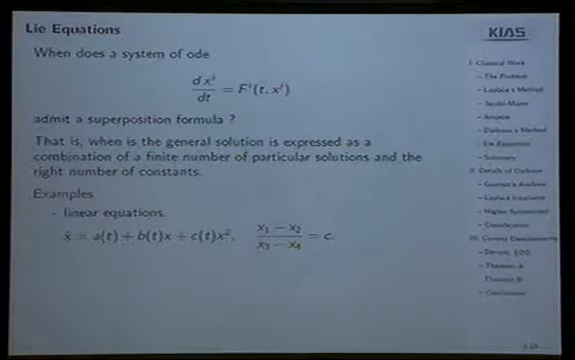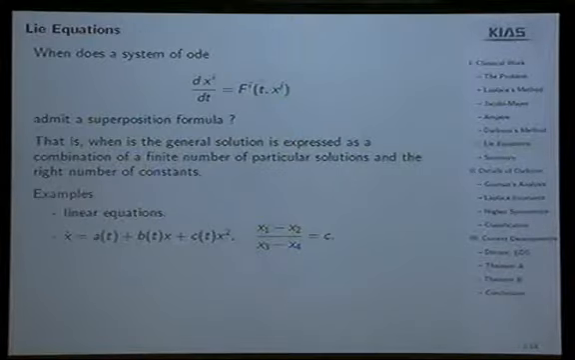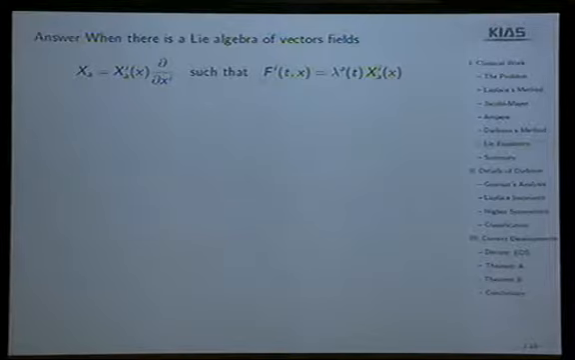So the question we want to ask is the following: when does a system of ODEs admit a superposition formula? And the answer is a total surprise to me. I never quite understood how this comes to be. The answer is when the right-hand side of the differential equation, my differential equation was this one right here, is a time-dependent multiple of a set of vector fields which don't involve time, and those vector fields form a Lie algebra.